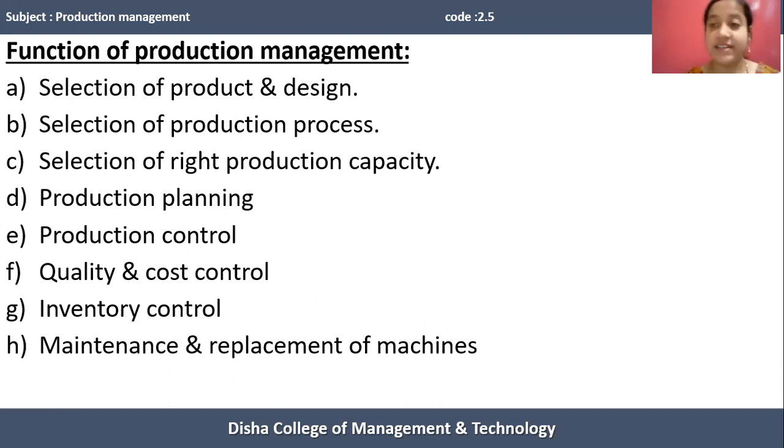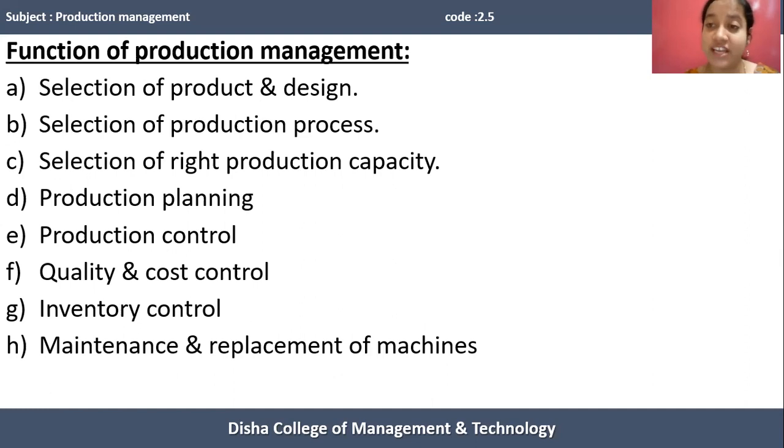Next one is quality and cost control. This is the most important function of production management, that is deciding the quality of the product and deciding the cost of a particular product. Next one is inventory control. In inventory control, the production manager decides various levels of inventory, like what is the minimum level, what is the maximum level, and what is the reorder level. Between the minimum and maximum level, the inventory should fluctuate. Last one is the maintenance and replacement of machines.